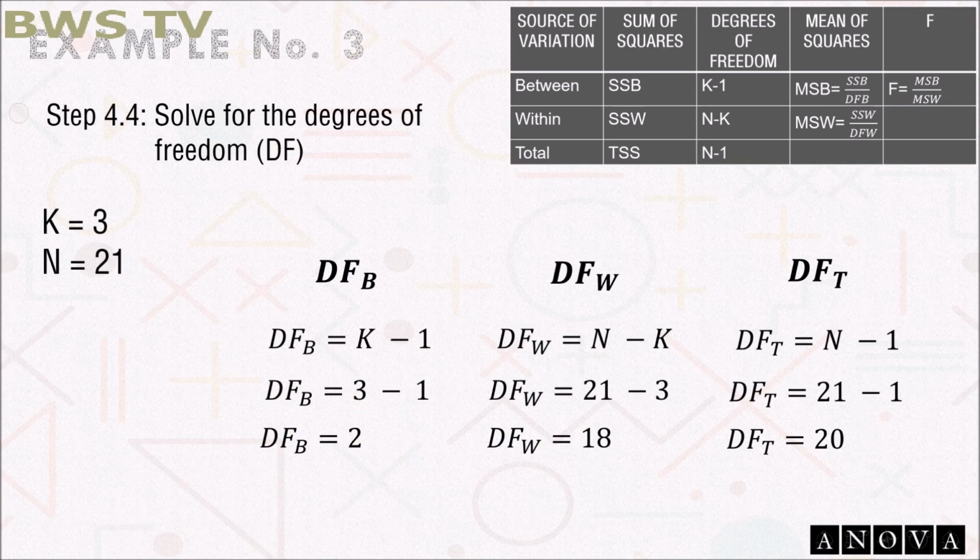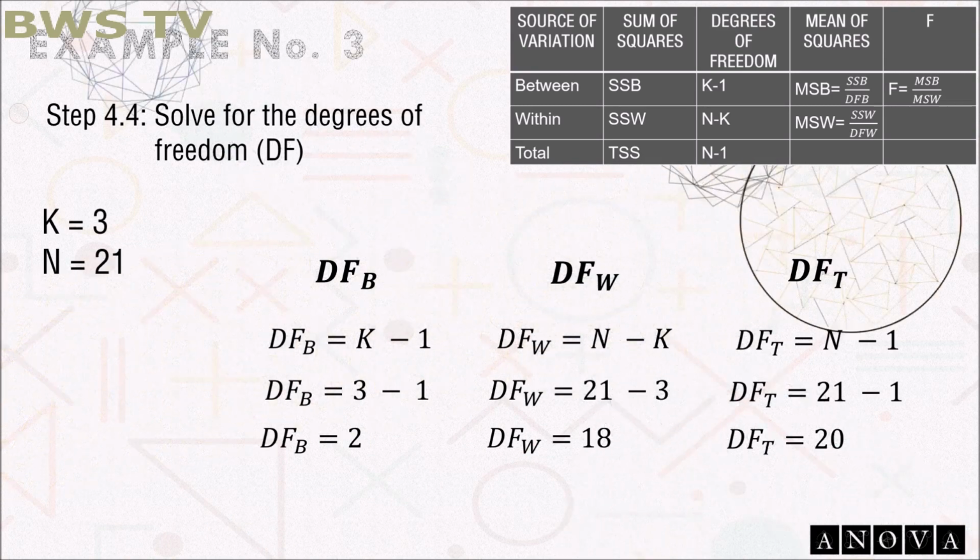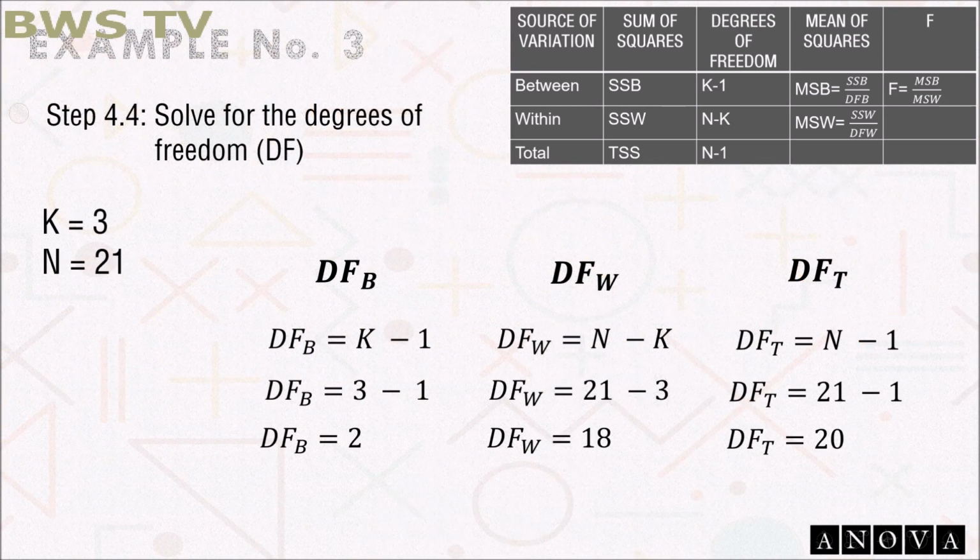Next, we have to solve for the degrees of freedom, or DF. So DFB is equal to k minus 1, which is equal to 3 minus 1, and you'll get the answer 2. DFW, n minus k, then 21 minus 3, and you'll get the answer 18. While DFT, we have n minus 1, then 21 minus 1, and you'll get the answer 20.